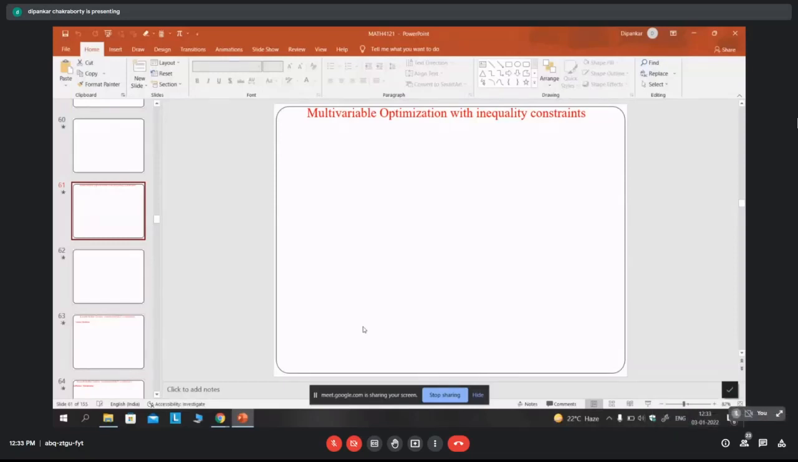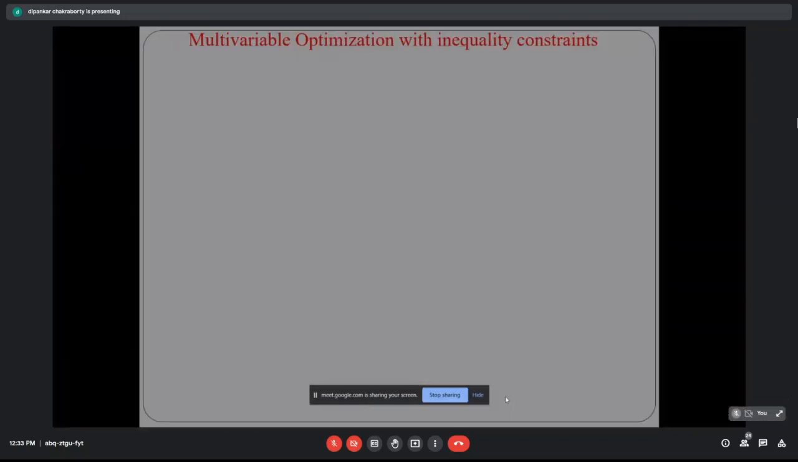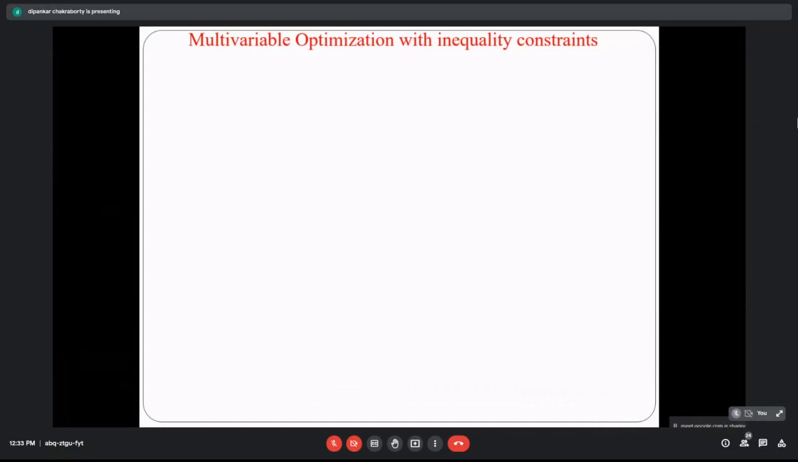The last topic we discussed was the Lagrange multipliers method. The specification of that method was that the constraint is an equality type constraint. But now we'll proceed further and discuss multivariable optimization with inequality constraints. Multivariable optimization with inequality constraints means that, whereas we had equality constraints before, here the constraint type will be inequality.